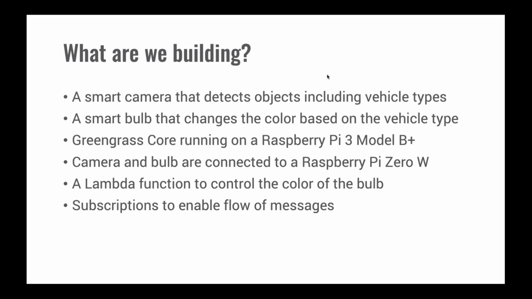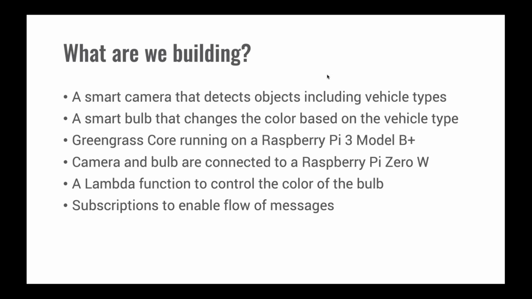For example, when the smart camera detects a car, the bulb glows green, and when it is a bus, it glows blue, and when it is not an identified vehicle or it is not a vehicle at all, it just switches off. So that is the use case. So the idea is when we flash a vehicle in front of the smart camera, the bulb glows and the color depends on the vehicle type.